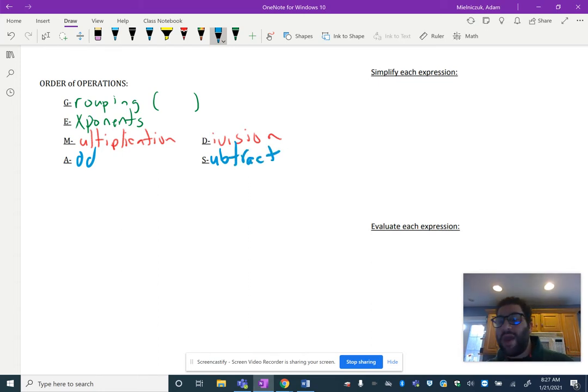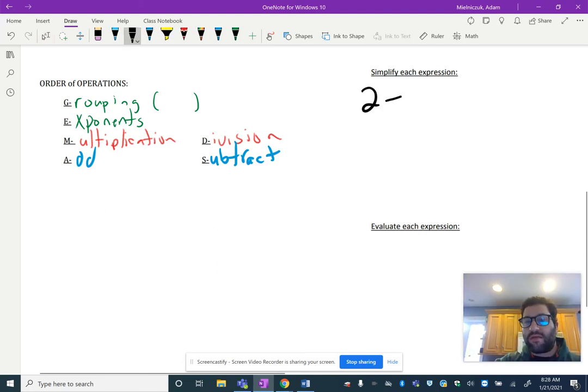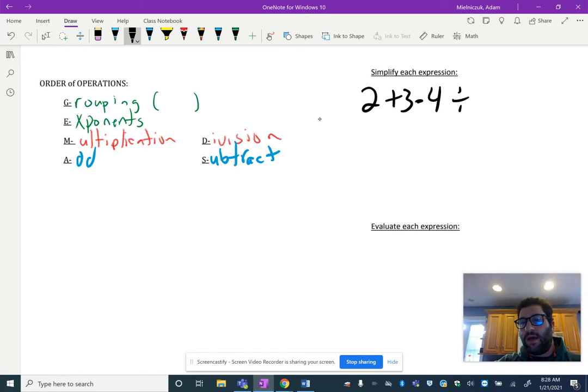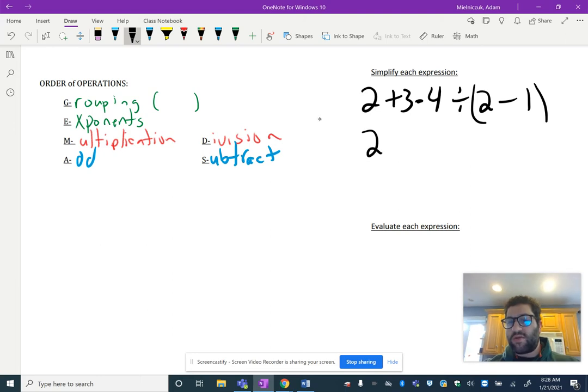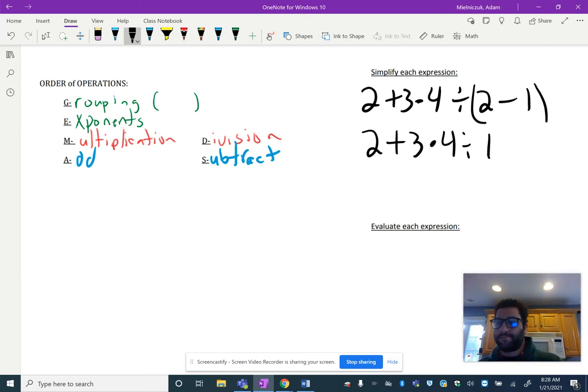So let's apply that to simplifying an expression. If we had something such as 2 plus 3 times 4 divided by (2 minus 1), we have parentheses here. The first thing we would have to do is called grouping, which is parentheses. So we would do 2 minus 1 is 1. So we're going to rewrite this as 2 plus 3 times 4 divided by 1.